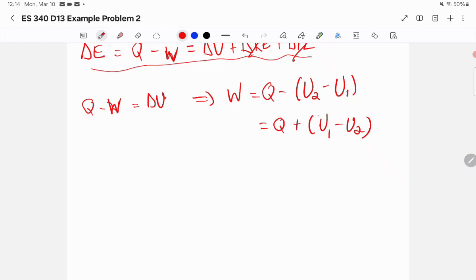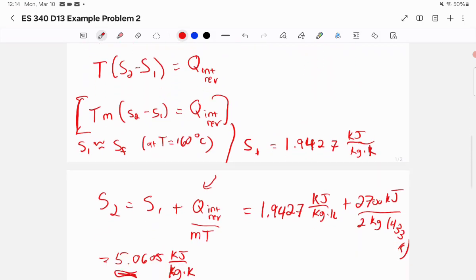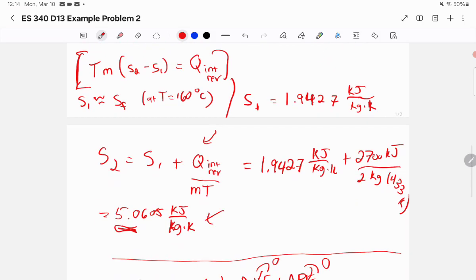But remember on the table I'm given specific values. So U is equal to lower m times lowercase u. So the work is going to be equal to Q plus m times lowercase u1 minus lowercase u2. You see I just distributed that negative sign through from here to here. Okay, so that's going to be my work, and obviously I'll be able to find the pressure as well now because I have the S2 value.